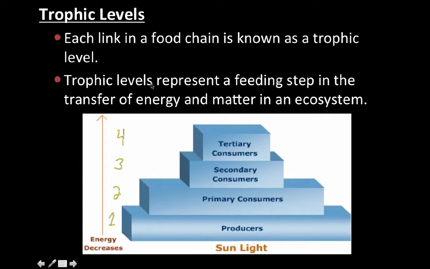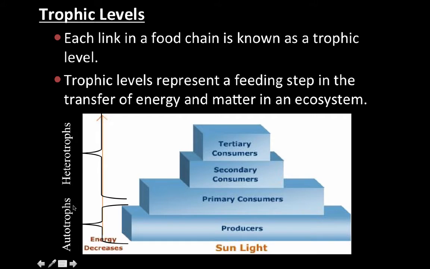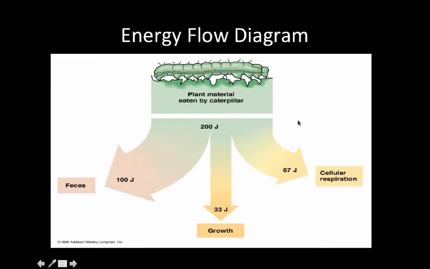Trophic levels represent a feeding step in a transfer of energy and matter in an ecosystem, so where that's unfolding. So we'll talk about that. Autotrophs again, and these are our heterotrophs, right? So these are our consumers, and these are our producers down here. Other names: herbivore, carnivore, omnivore, and carnivores are top consumers, like our shark was on the previous page.